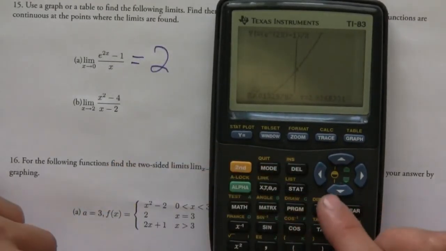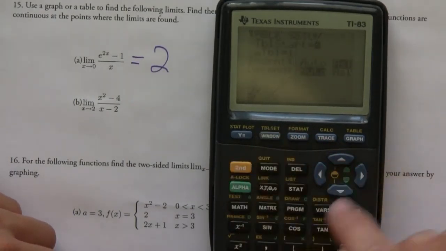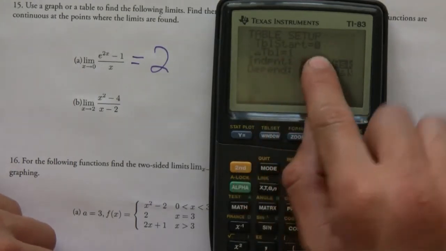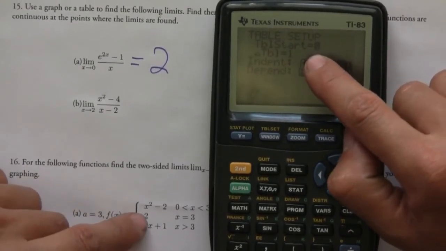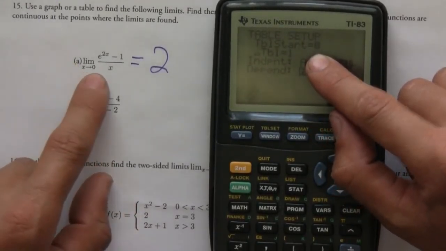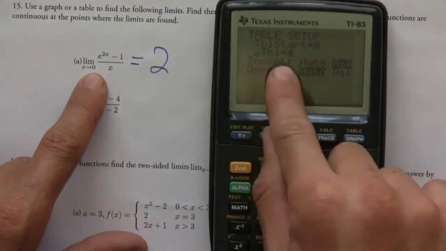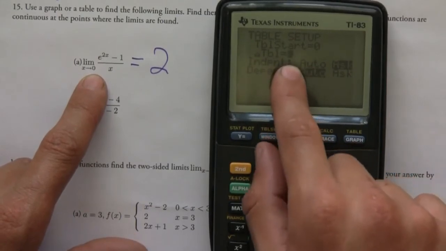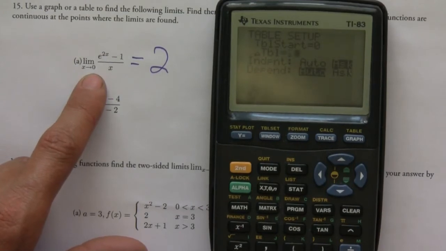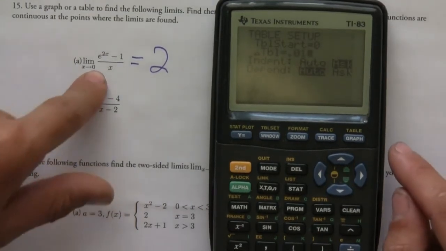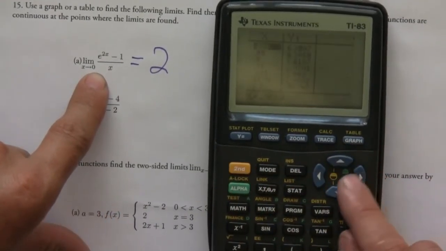Now another way to see this is by using a table. Let's go take a look at that. So I'm going to go to second, table set, and table start. When you're trying to find a limit, make table start the value that x is going to. So in this case, since x is going to 0, I want table start to start at 0. And this is the scaling that you want. Since we're trying to get really close to 0, you want to make this number small. So I'm going to do 0.01. Okay, so then I'm going to go second table, and let's take a look.